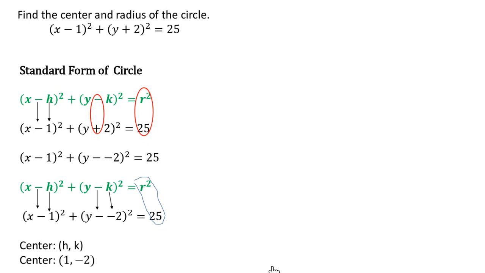What about our r squared? Again, we're going to apply our square root property. So to get the r by itself, we're going to take the square root of both sides. So that's going to give us r is equal to the square root of 25, and r is equal to 5. And again, we are only interested in the positive version of the distance, right? We don't measure negative distance, so we have a positive distance of 5. So our radius is 5.